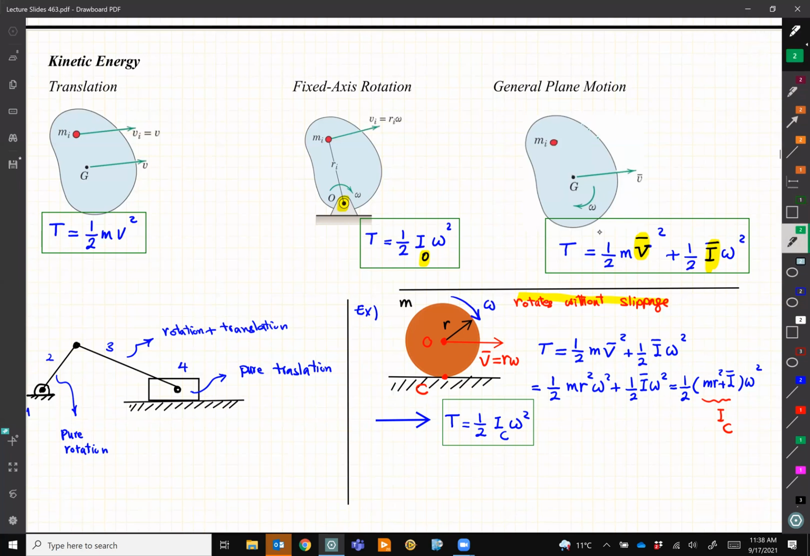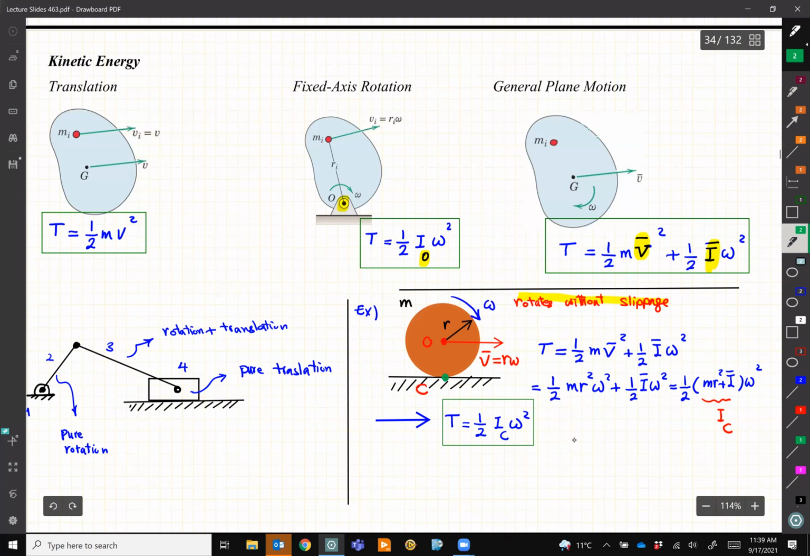In fact, we can look at it this way. Because this disk rotates without any slippage, for a moment I can think of it as being pinned to the ground at point C. So I can treat it like scenario number 2, when the part has been fixed to the ground and rotates about that point. So for a moment it is pinned to the ground, and it is pure rotation about that point. That's why we can write half of I C omega squared.